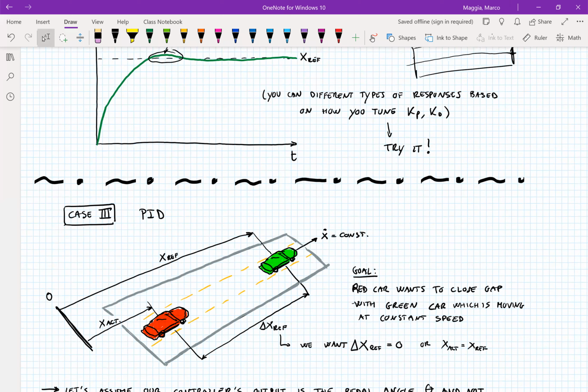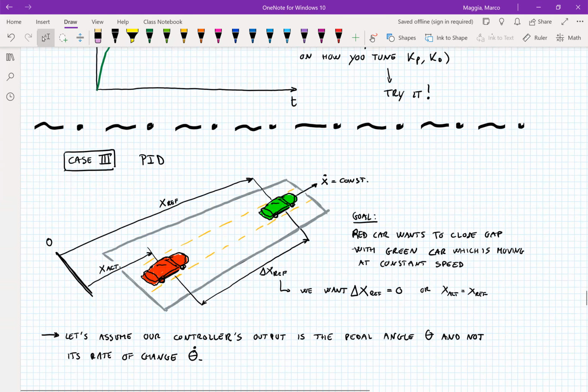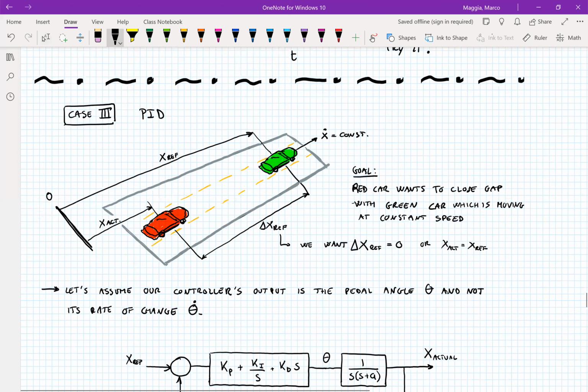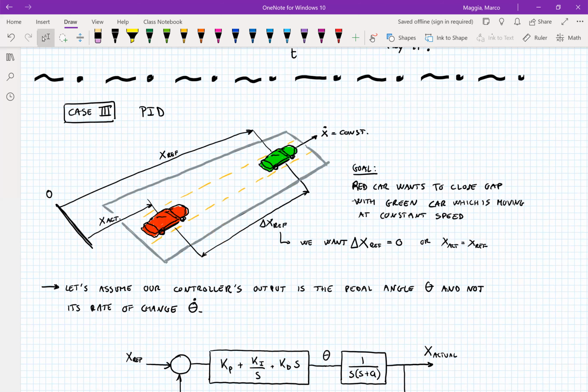All right, for the third case, it's the full PID controller. I'll leave it up to you to take a look at it. If you have questions, just ask me. It's still an example like that. So the goal here is to catch up with the car in front of us, and I'll show you that. In other words, we want the steady state error, meaning the difference between the position of the car in front of you and you, the red car, to be equal to zero.